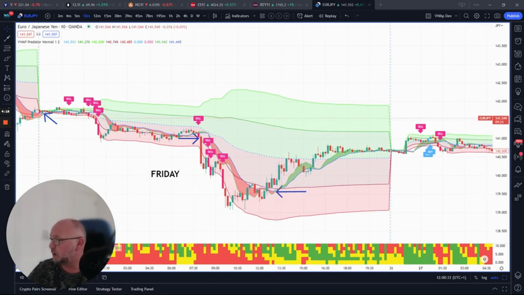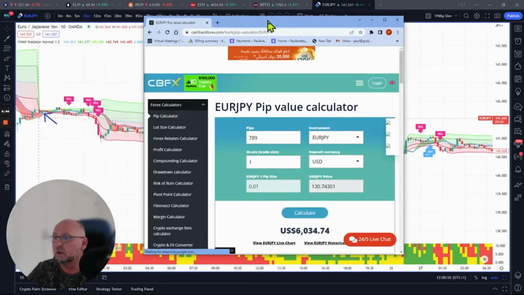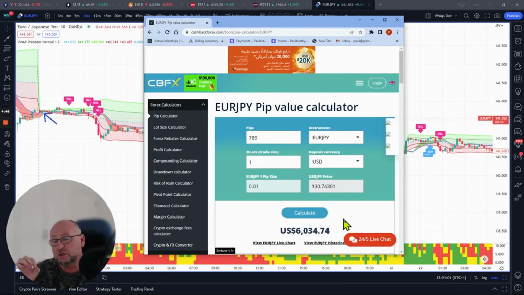5 days totaled 789 pips by trading sensibly, using the VWAP Predator for the signals, getting those confirmations, only taking those trades where we get the confirmations, and then using the ribbon on the VWAP Predator to manage the trades. So 789 pips, that equates to, and I will bring that calculator over, $6,034 for a week's trading. And you didn't overtrade. Sometimes there's only 1 trade a day, occasionally 2 trades a day.